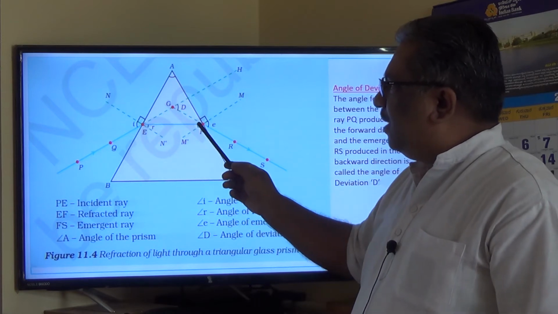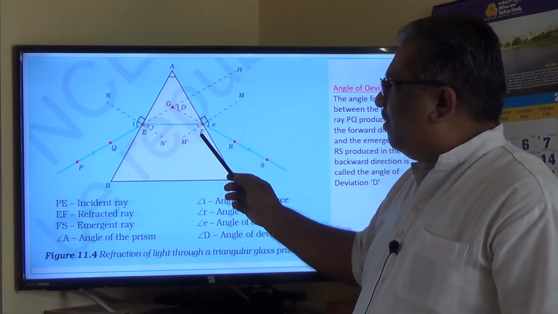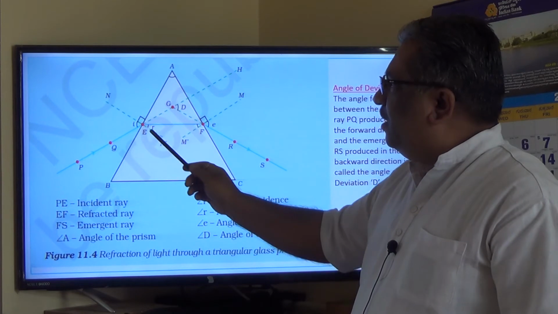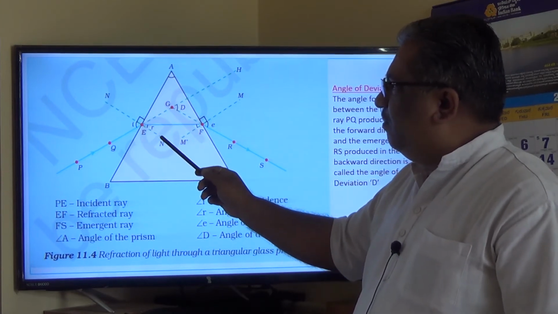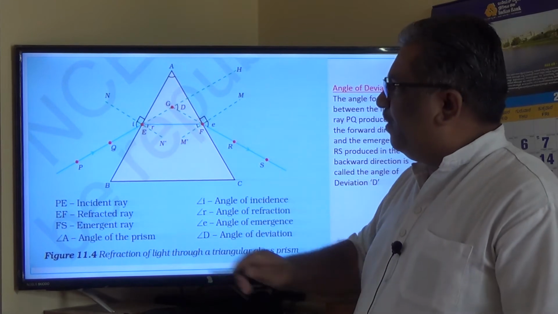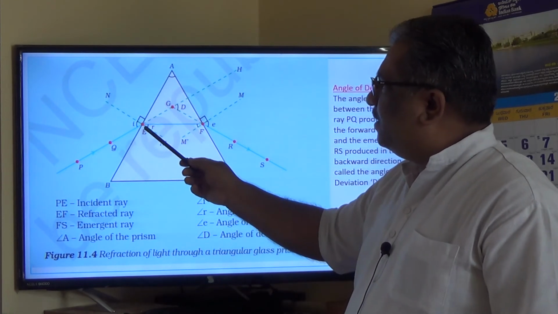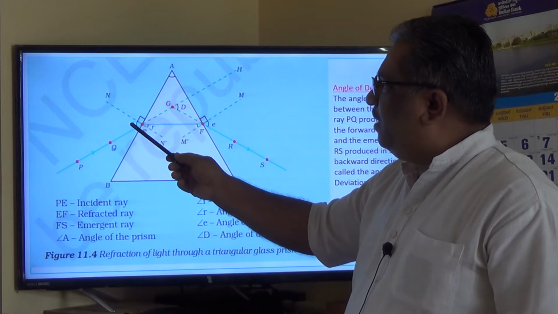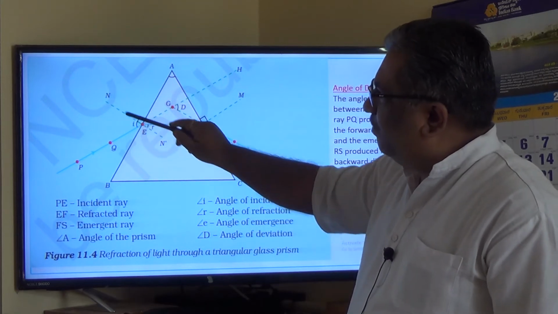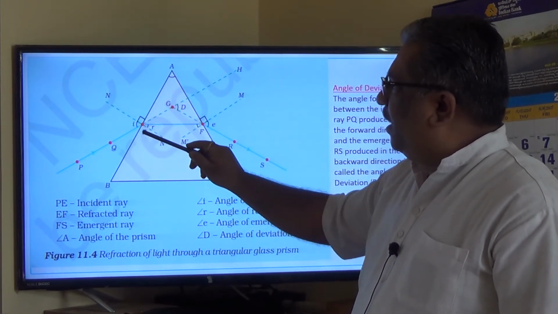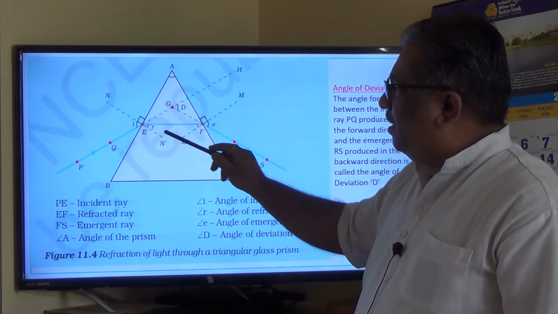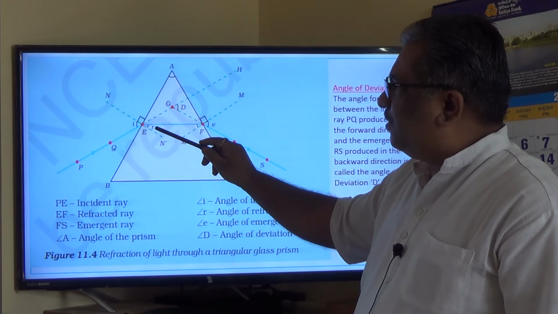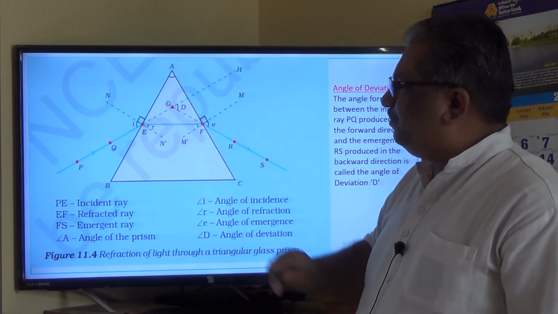This is called the refracted ray. EF is called the refracted ray. EF is making angle r with respect to the normal, which is the angle of refraction. So PQ is the incident ray, which is making angle of incidence i with respect to the normal, and EF is the refracted ray, which is making r, the angle of refraction, with this normal.